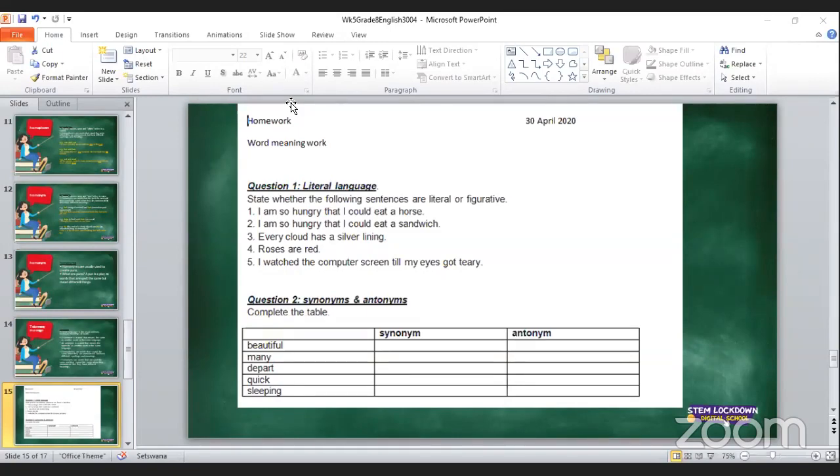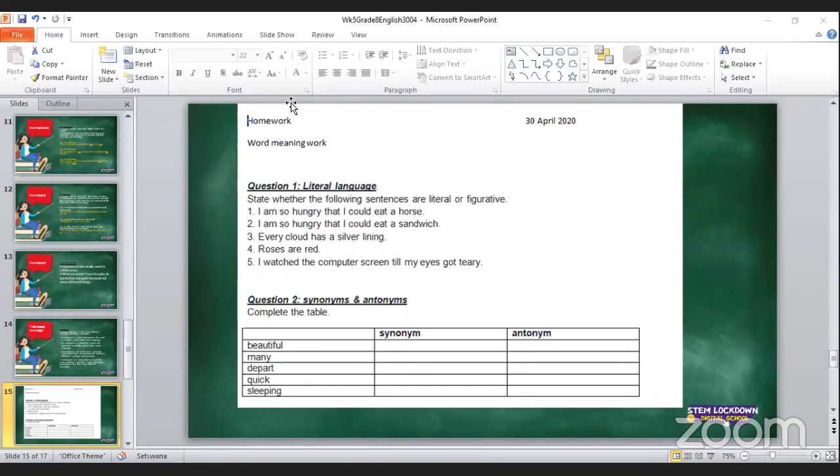So question one really is about literal language. In question one, I am asking you to state whether the following sentences are literal or figurative, right? There's nothing you correct there. You just read the first one: I am so hungry that I could eat a horse. Is that literal or is that figurative? You tell me. You do the same with the remainder of those sentences in question one.